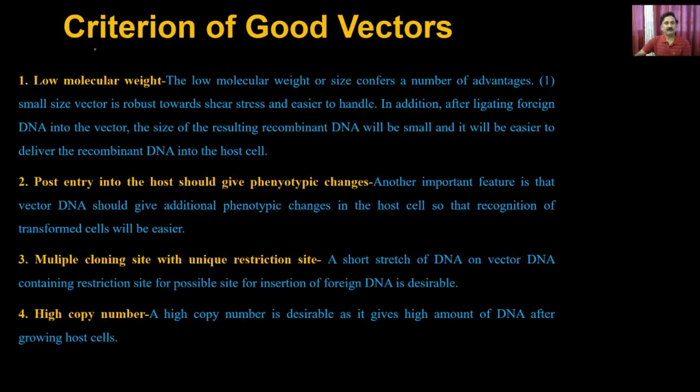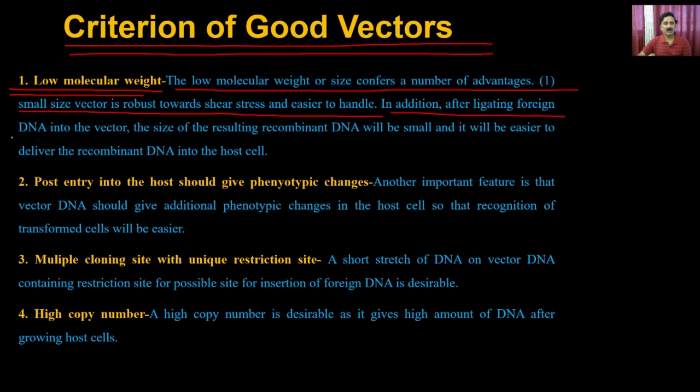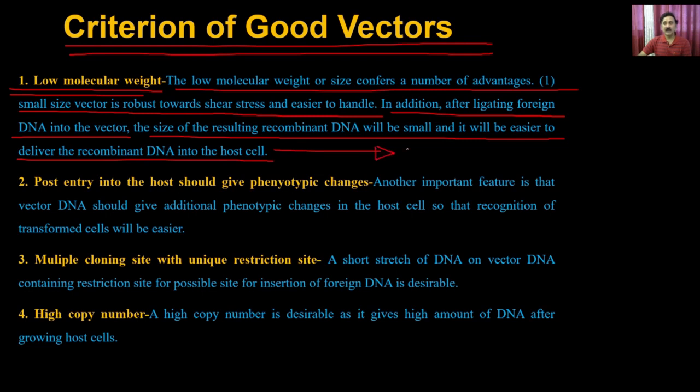Now, what will be the criteria of a good vector? Before we discuss the components present in a good vector, you can also think about the criteria. A vector should be of small molecular weight, which means the low molecular weight confers a number of advantages. For example, a small vector is robust toward shear stress and easy to handle. In addition, after ligation of the foreign DNA into the vector, the resulting recombinant DNA will be small, and it will be easier to deliver the recombinant DNA into the host.